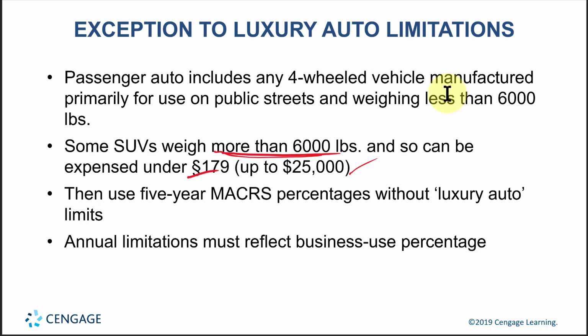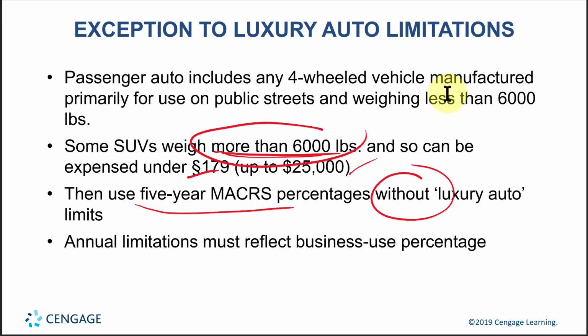And if you elect out of 179, if you don't elect 179, elect out of bonus, then anything left over is using the MACRS without those dollar limits we saw in the previous page. Again, this is for heavy vehicles, like a Chevy Suburban, a Ford Expedition, a Hummer. Again, this is after the listed property limitation. You are now applying this luxury automobile limitation.